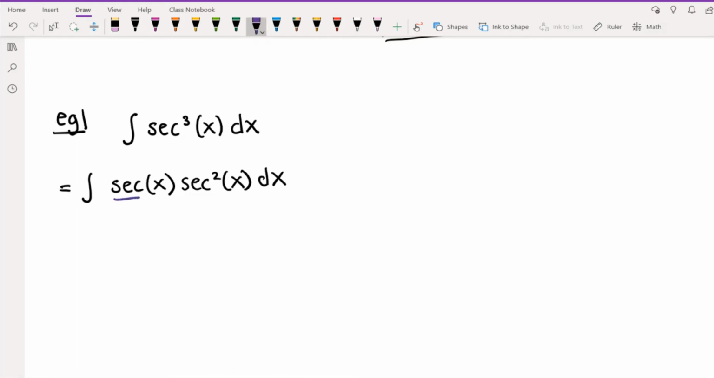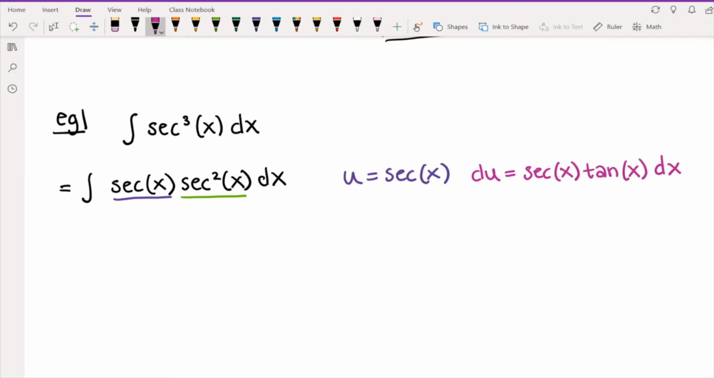Let's let u equal the secant of x and dv equal the secant squared of x dx. So why am I choosing that? Well, we know the derivative of secant of x, and we know the antiderivative of secant squared of x, so it will work out. The derivative of secant of x is secant of x times tangent of x dx. And then the antiderivative of secant squared of x dx is tangent.